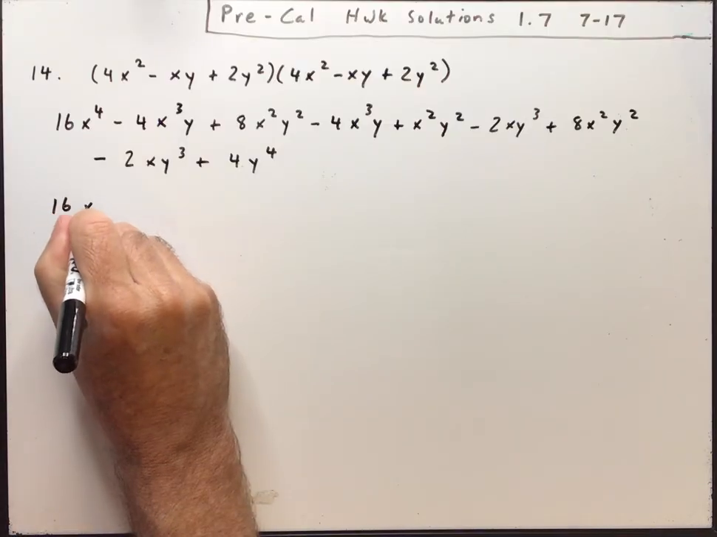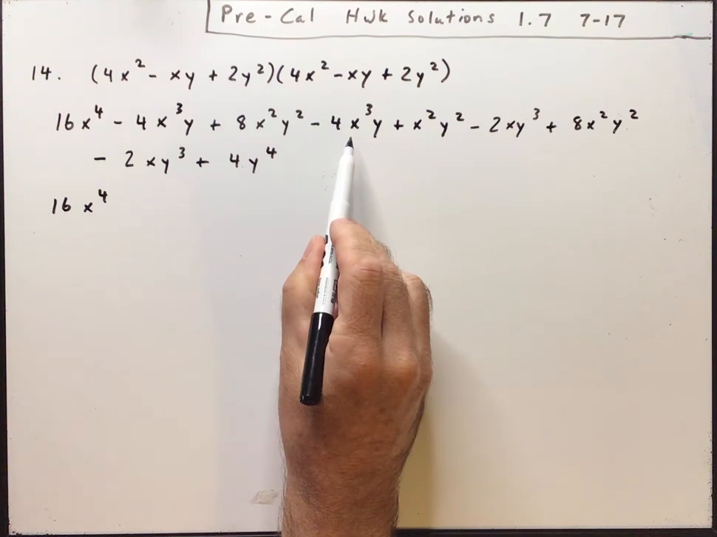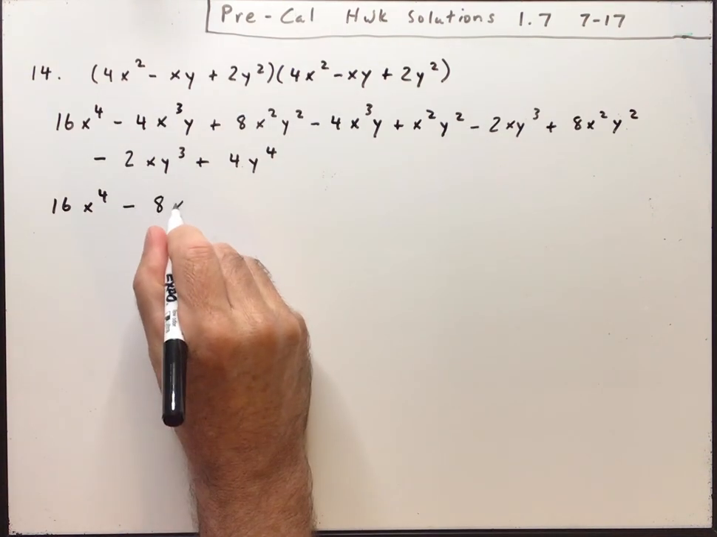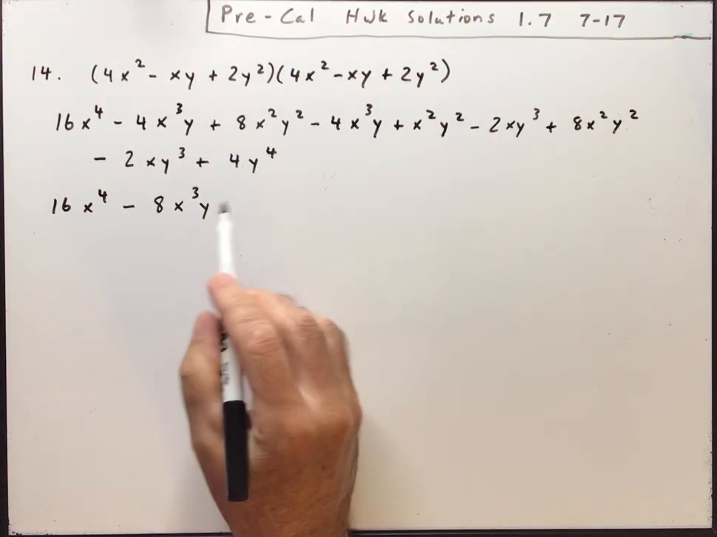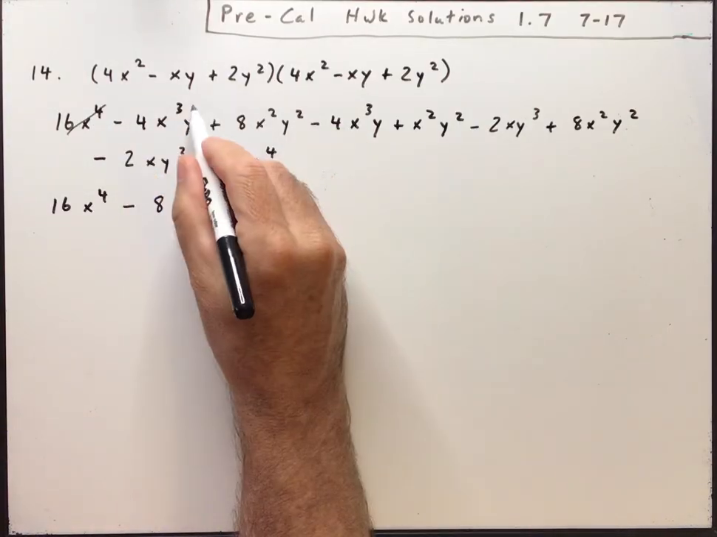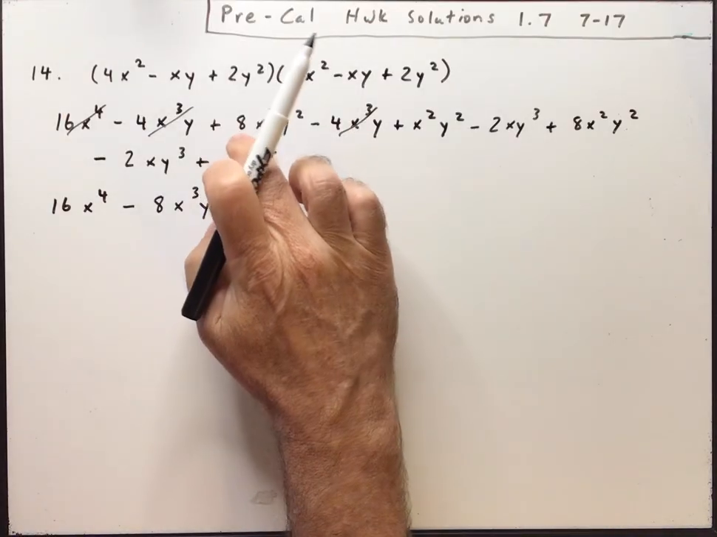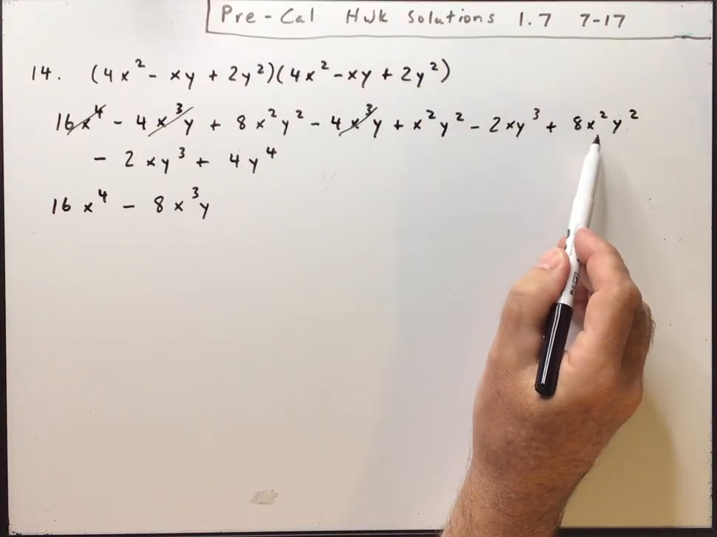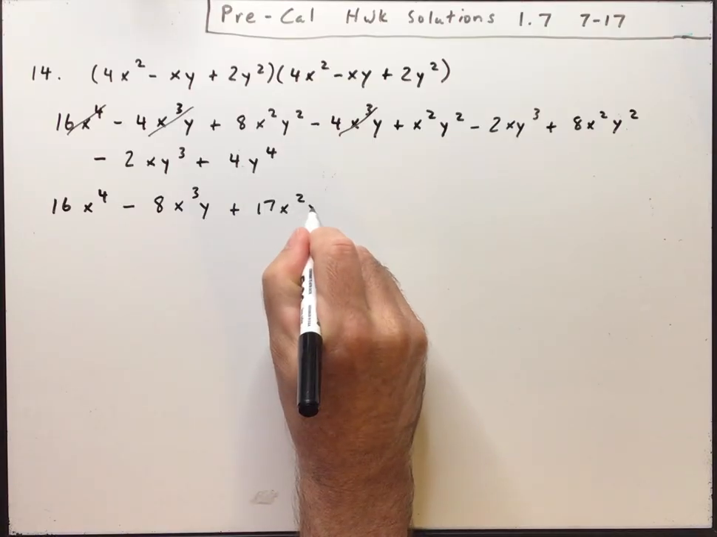So we'd have 16x to the 4th. And the x cubed y, I've got 2 of those, so that's minus 8x cubed y. So negative 4 plus negative 4 would be negative 8. All right, let's start crossing some things out. X squared y squared terms, I've got an 8 and a 1 and another 8. 8, 1, 8, that makes 17. So plus 17x squared y squared.